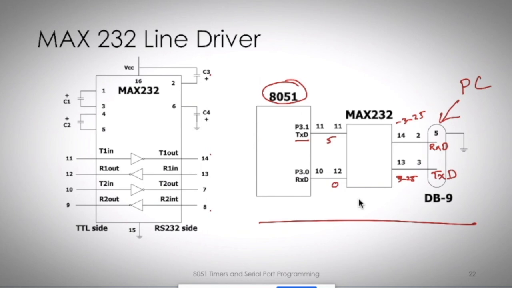In detail, what the contents of this MAX232 IC are, we will see in tomorrow's class. So this is the basic idea about why we need a MAX232, and why we can't connect the PC side directly to the microcontroller instead of having an intermediate device like this. All these things we have seen in this diagram here.